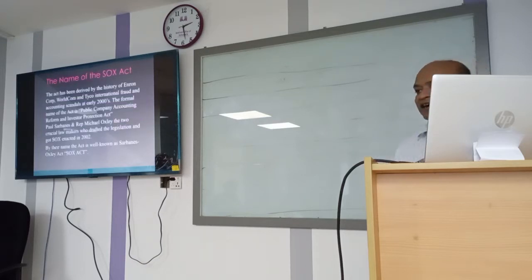The name of the SOX Act, how it came. The act was derived from the history of the Enron Corporation, WorldCom, and Tyco International fraud and accounting scandals in the early 2000s. The formal name of the act is the Public Company Accounting Reform and Investor Protection Act. Paul Sarbanes, a senator, and Representative Michael Oxley were the two crucial lawmakers who drafted the legislation and got SOX enacted in 2002. By their names, this act is well known as the Sarbanes-Oxley Act, or in short, the SOX Act.